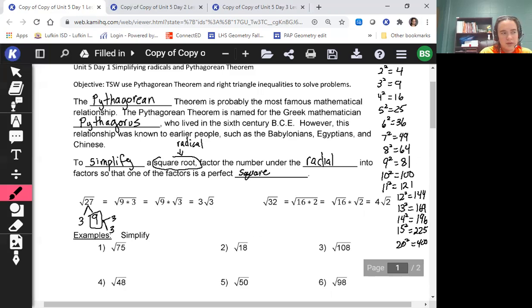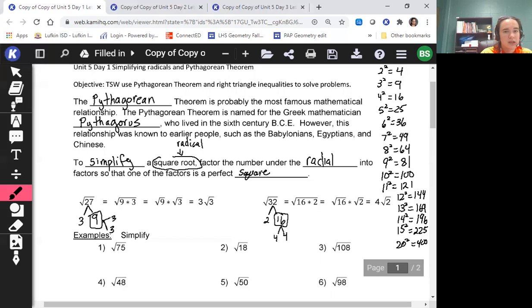Then we have the square root of 32. Again, break it down so that you've got a perfect square. So we've got 2 and 16. 16 here is our perfect square. So we've got square root of 16 times 2. We can break those into two separate things. And the square root of 16 is 4 because 16 breaks down to 4 and 4. And leave the 2 under.